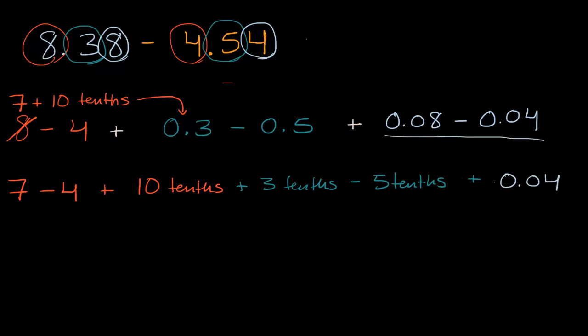Now what is this going to be? 7 minus 4 is going to be 3. 10 tenths plus 3 tenths. So this is going to be 3. And then 10 tenths plus 3 tenths is 13 tenths. Minus 5 tenths is 8 tenths. And then I have 4 hundredths. So once again, 3.84. 3 ones, 8 tenths, 4 hundredths, or 3 and 84 hundredths.